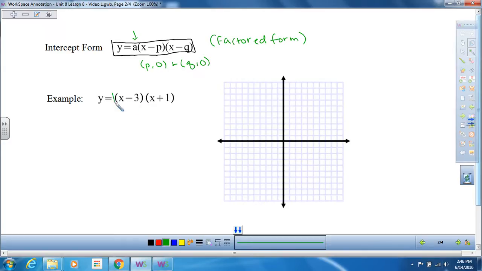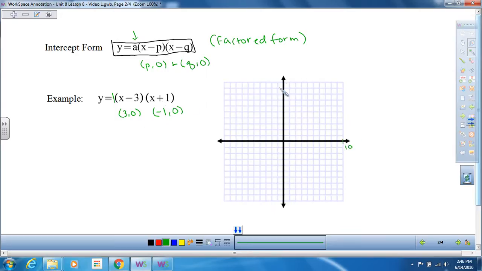The a value is just 1. If we don't see a number in front, it's just 1. It's opening up. And it tells me that I have 2 x-intercepts, and one of those would be at (3, 0), and the other one would be at (-1, 0). So whenever you see something here in parentheses, you're doing the opposite.